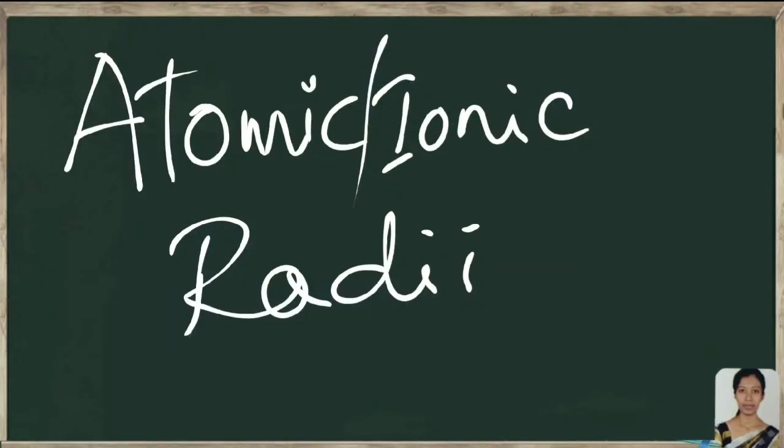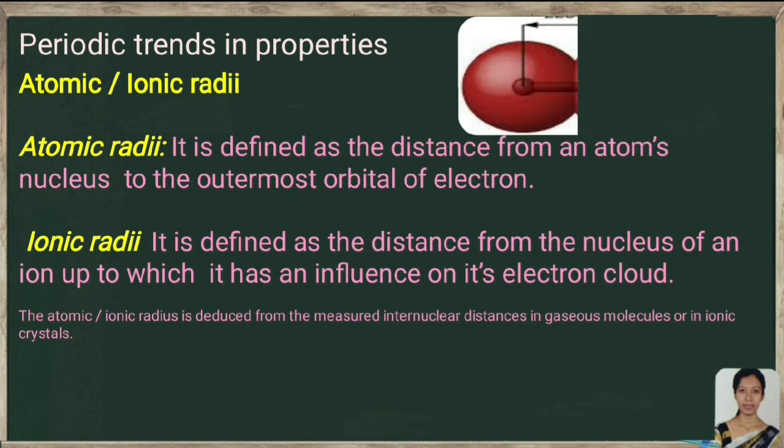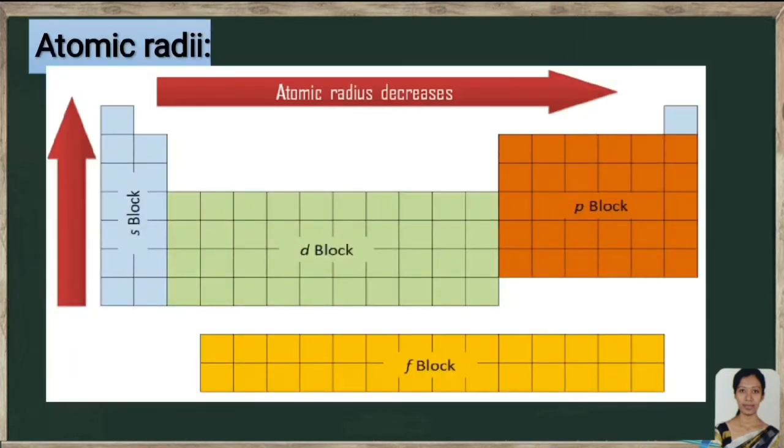Dear students, in this class you will be studying atomic and ionic radii of transition elements. What is meant by ionic radii? The distance between the nucleus and the outermost electron is nothing but atomic radii. If the atom is in the ionic form, then the nucleus has some influence on its electronic cloud. How far the influence of the nucleus on the electron extends, that distance is called ionic radii. We have seen this diagram in the previous semester.